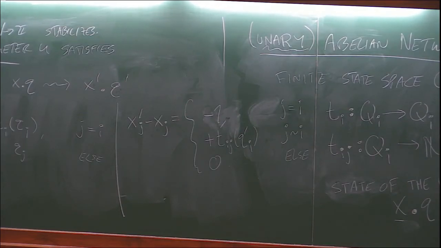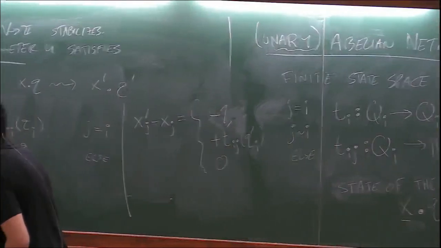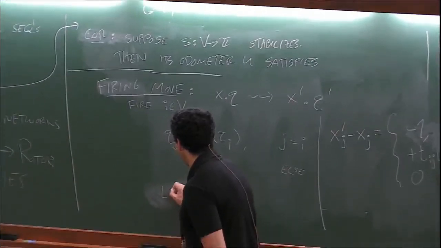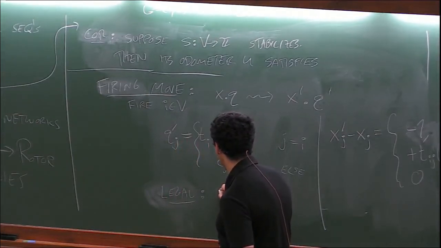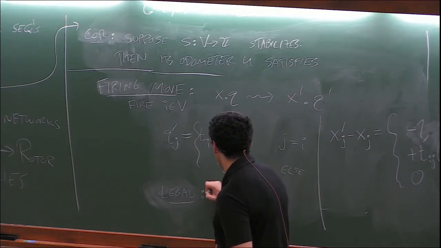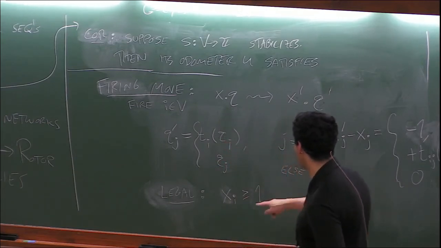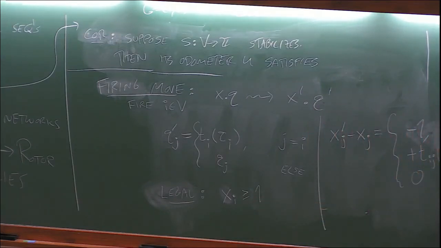Okay, so that's the dynamics, and just as with the sandpile and the rotor, we appear to have choices of which things to fire in what order. To make the proof work without changing anything, we should say that legal means there's always a chip available to be fired. So that's saying x_i is positive. It's legal to fire i if there's at least one chip there. Otherwise, this move would take your chip count negative.